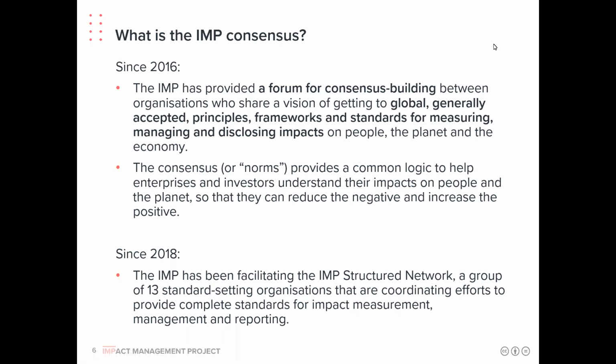One of the things I really want to dig into with you is how the standards out there relate to the kind of common sense logic that we spent a lot of time working with people to agree on. Because I think that's where you move from theory to the practical reality of companies today who are faced with this universe of standards. So that's the very big picture context of the IMP and what we mean by consensus. Jo, if you could go to the next slide.